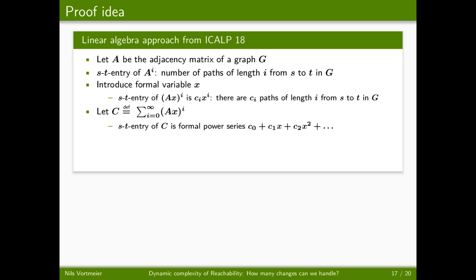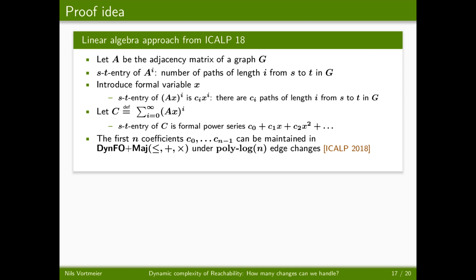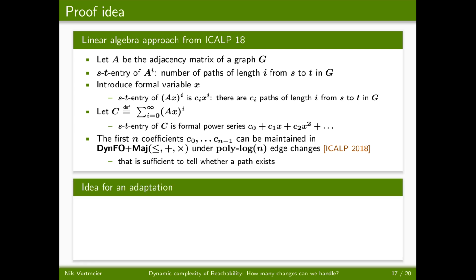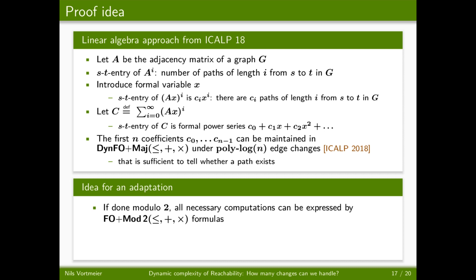An ST entry of this matrix is a formal power series, and its coefficients give us the number of paths of the corresponding length. In the ICALP-18 paper, it was shown that the first n coefficients, c_0 to c_{n-1}, can be maintained in DynFO plus majority under the changes of polylogarithmically many edges. This is sufficient to tell whether a path exists between S and T, because if such a path exists, there's also a path of length at most n-1. And if a path of length at most n-1 exists, then one of the coefficients that we maintain is non-zero. So how can this proof be adapted towards FO plus mod 2 update rules? One can observe that all involved computations can already be expressed by FO plus mod 2 formulas if the computations are done modulo 2.